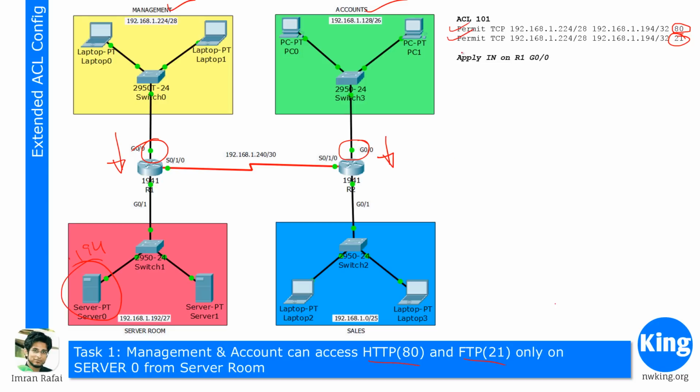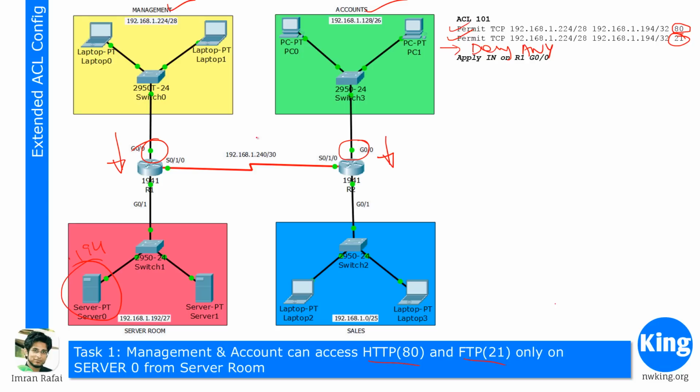And then, because we don't give anything else, at the bottom there is an implicit deny any, which means any other traffic. Say if this laptop wants to communicate with laptop 2 from sales, it will get denied. It'll check the first line, it doesn't match. Second line doesn't match. It'll definitely go to the third line, which is deny any. So every other traffic would be blocked.